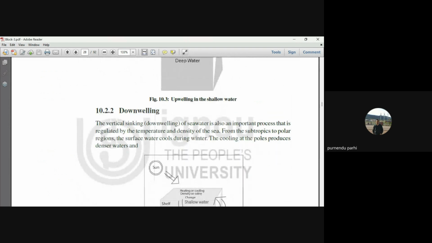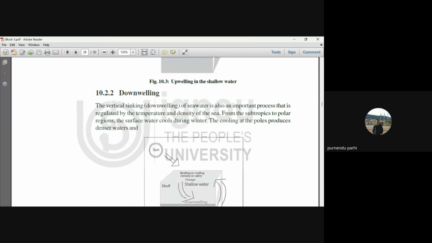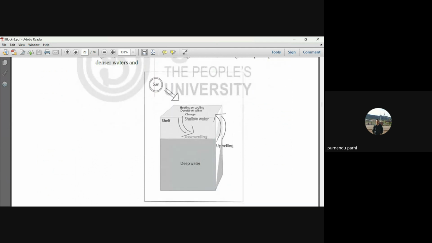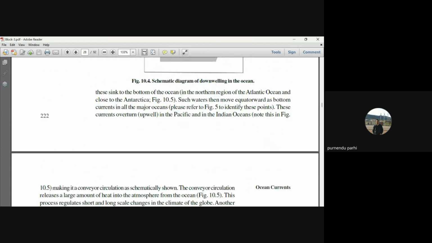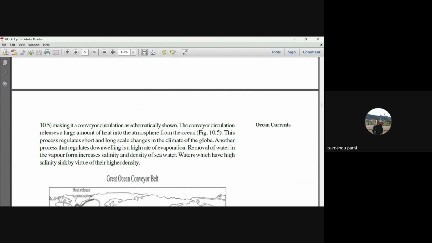Downwelling. The vertical sinking of seawater is also an important process that is regulated by the temperature and density of the sea. From the subtropic to polar region, the surface water cools during winter. The cooling at the poles produces denser water and this sinks to the bottom of the ocean. Such water then moves equatorward as bottom current in all the major oceans. These currents overturn in the Pacific and the Indian Ocean, making it a conveyor circulation as schematically shown here.